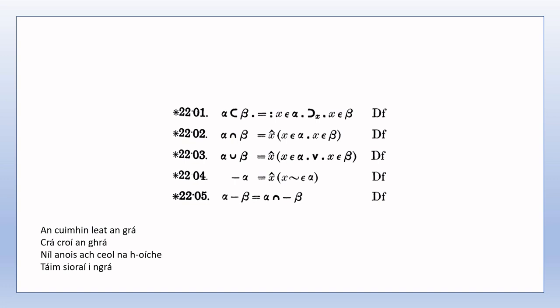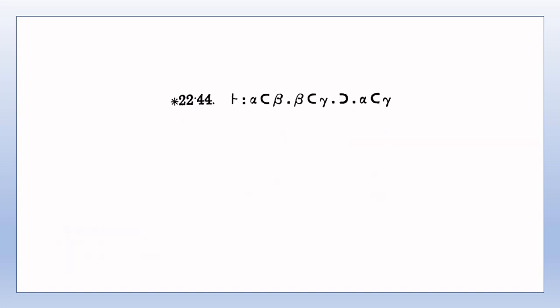Something that will seem very obvious from a modern perspective is that class inclusion is not the same as membership of a class. This wasn't always clear in the early development of class or set theory, and we see from proposition 22.44 that class inclusion is a transitive relation between classes. However, as we might expect, membership in a class is not a transitive relation.